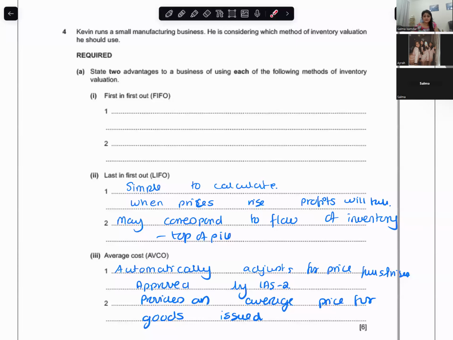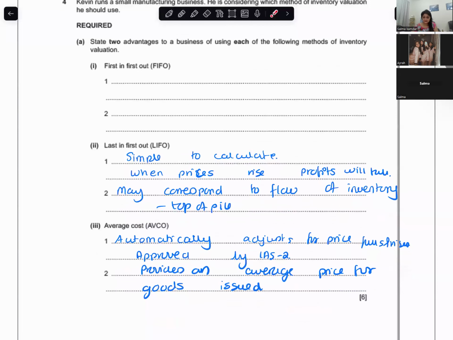Okay, fine. What do you mean by FIFO, LIFO? FIFO is first in, first out, where the inventory that is bought first is sold first. LIFO advantages. So LIFO is easy to calculate and I don't know the second one. May correspond to flow of inventory. Top of the pile. So what does that mean? What is seen first is removed first. Okay. So LIFO method corresponds to actual inventory flow in the godown.